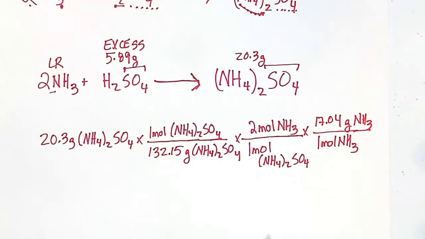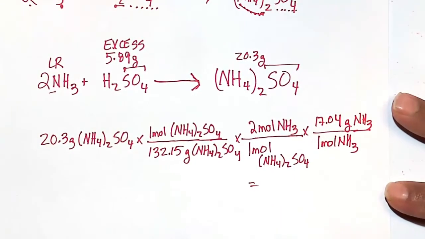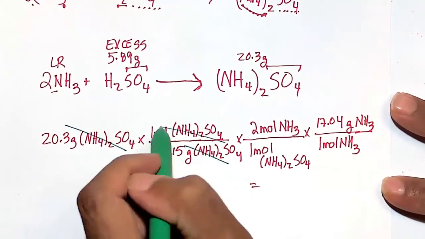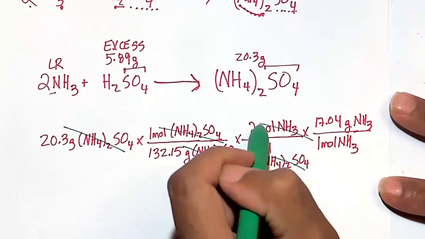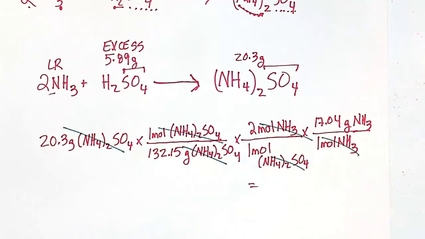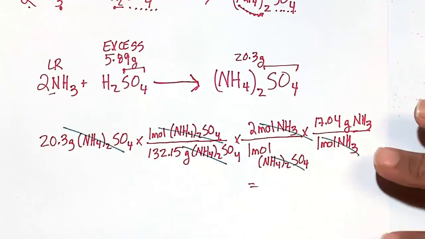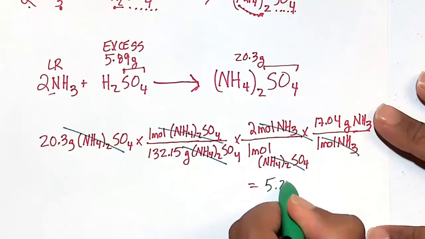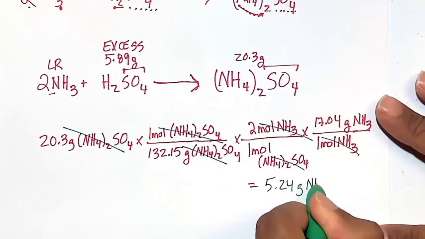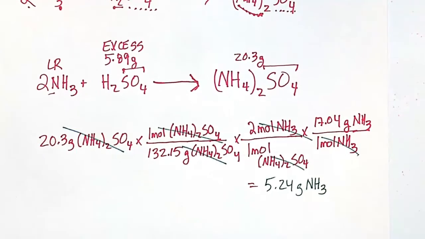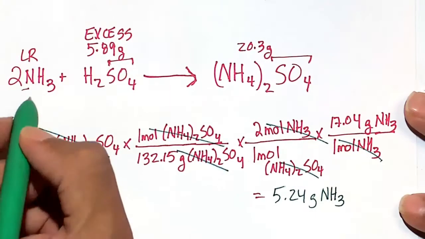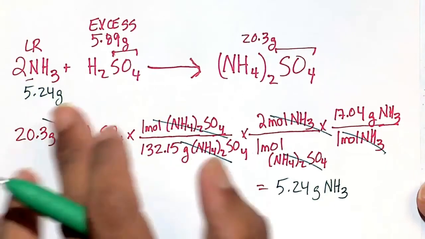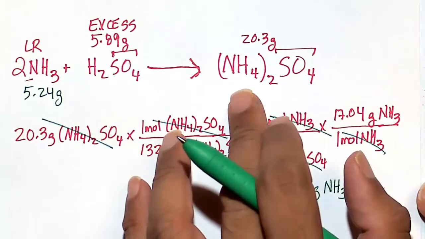Okay, as before, we make a big emphasis on canceling out units. The grams of ammonium sulfate cancel. The moles of ammonium sulfate cancel. The moles and moles of ammonia, NH3, cancel. Doing this on my calculator, I'm getting about 5.24 grams of NH3. That is all gone. That is the limiting. So this is our limiting reagent, and it's totally consumed. So this is gone, produced 20.3 grams of this.